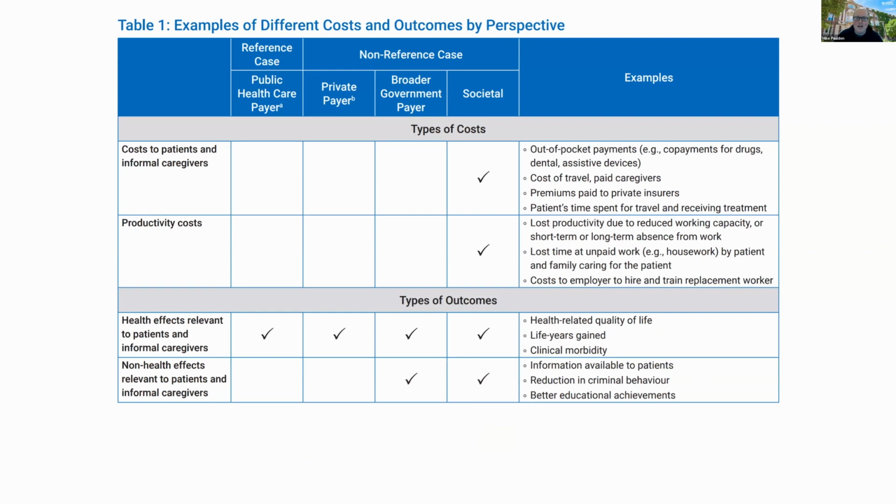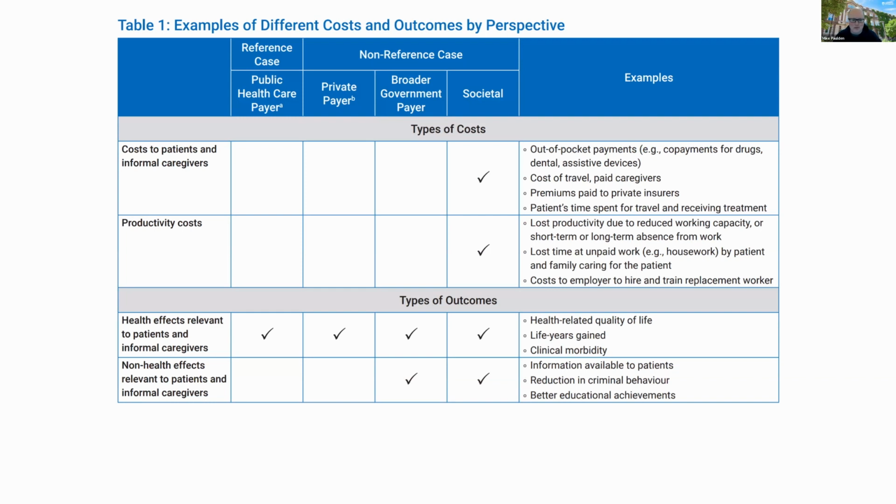We have productivity costs, and this is a very important cost under a societal perspective. So lost productivity due to reduced working capacity or short-term, long-term absence from work. We also have unpaid work, so housework, the lost time from that. We can assign a value to that. And also the cost to the employer for hiring and training a replacement worker.